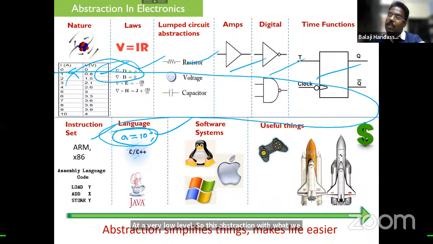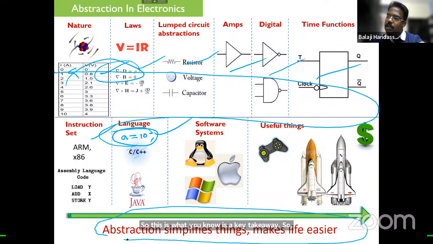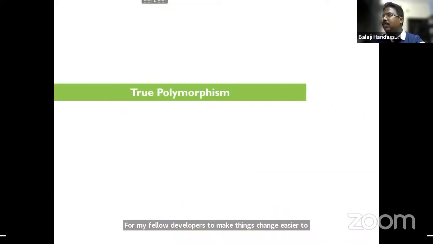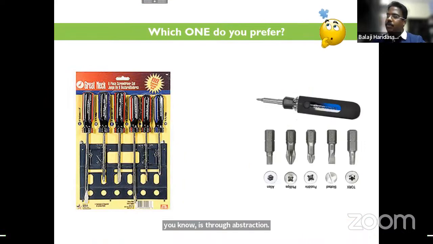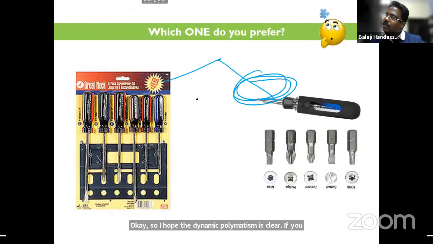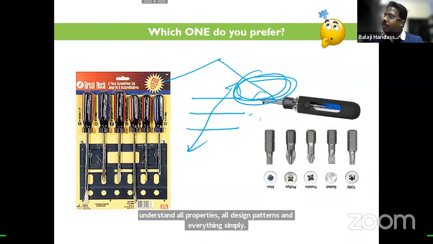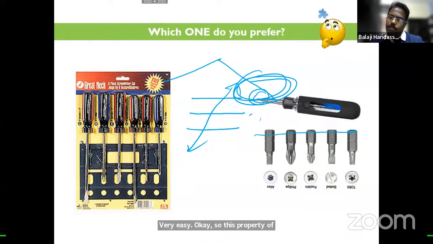So this is the key takeaway. Abstraction simplifies things, makes life easier. For whom? For my fellow developers, to make things easier to change, easier to connect, easier to change dynamically. Everything is through abstraction. Okay. So I hope that dynamic polymorphism is clear. If you understand what dynamic polymorphism is, you can understand all the properties, all design patterns and everything simply. Very easy. Okay. So this property of interface and common interface, everyone should understand. Is it clear so far?